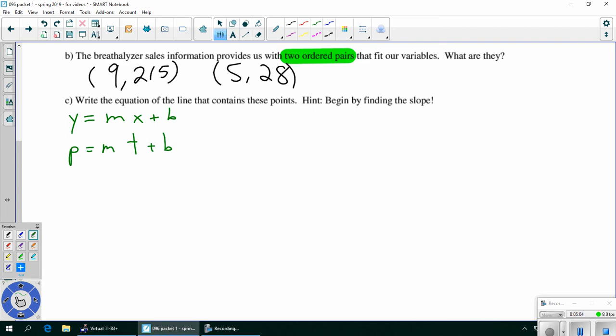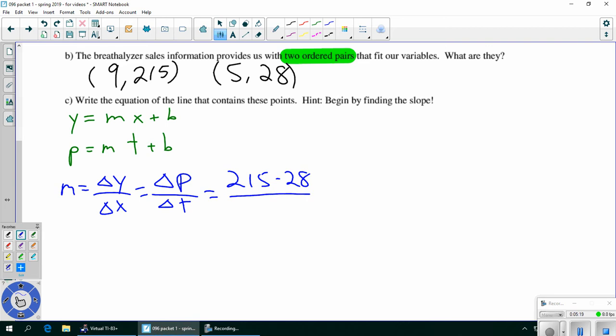Then we need to calculate the slope, so let's do that next. So slope is typically delta y over delta x, but it's not those letters, it's delta p over delta t. So we subtract the p's, 215 minus 28, divide by, and then we subtract the t's, 9 minus 5. Okay, so 15, 13, I think that's 187. Divide by 4. I think it's 46.5.